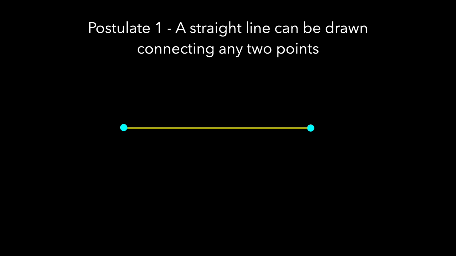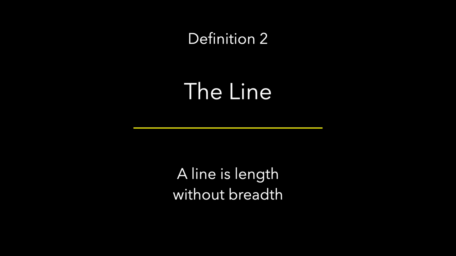Remember the first postulate? We've talked about it a couple times. It says a straight line can be drawn connecting any 2 points. And we haven't really said much about what we mean by a straight line. And that brings us to definition 2. The line. A line is length without breadth.